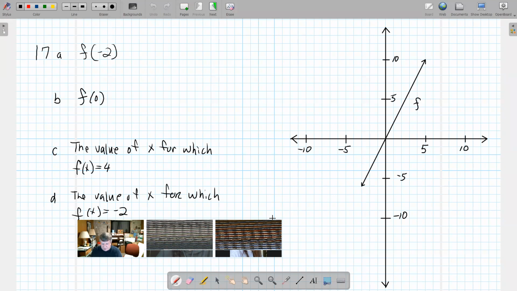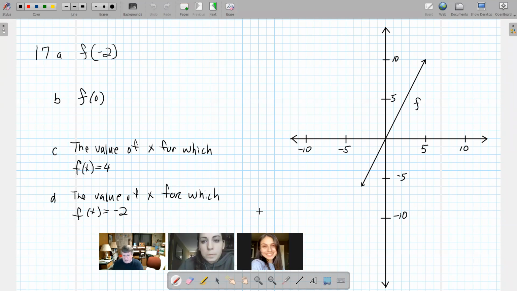So now you should see a screen that says 17a f of negative 2. Everybody see that? Somebody tell me. Yeah. I see it. Thank you. Okay, just wanted to make sure. Like I said, I've gone on for 10 minutes with the wrong screen on until somebody would say, wait a minute, we can't see what's going on.